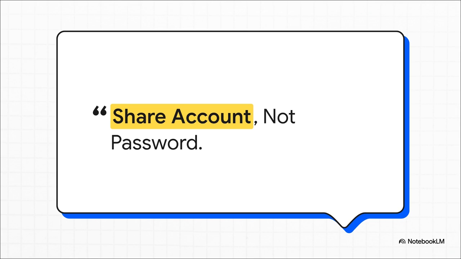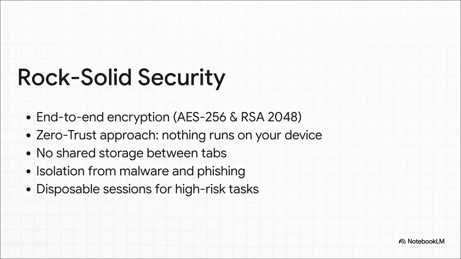Instead of sending a password over Slack or email, you can just grant a colleague access to a live, working session. They can do the task they need to do, but they never, ever see the credentials. That is a massive leap forward for security. And the security model here is seriously layered.